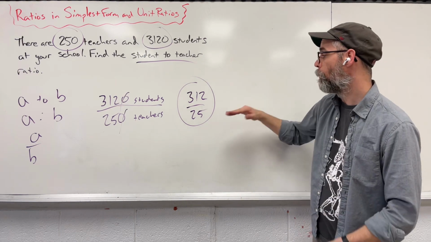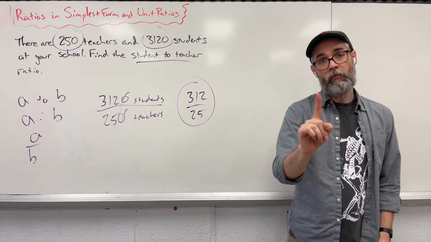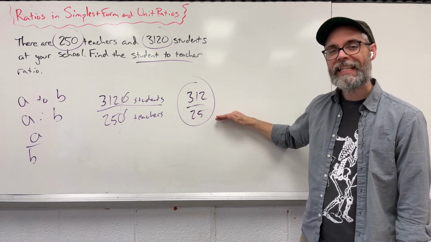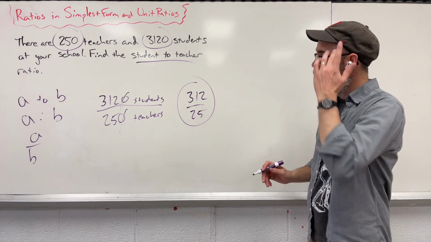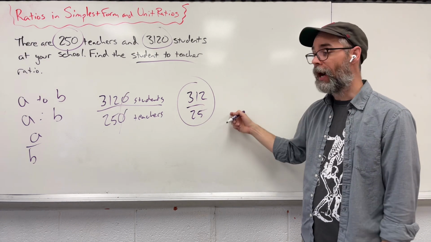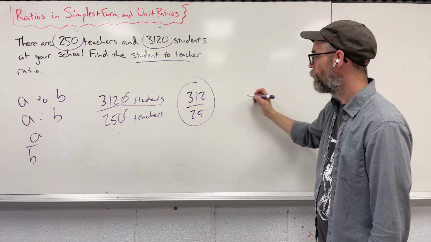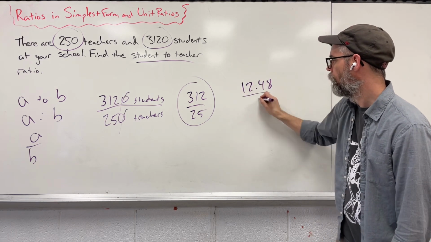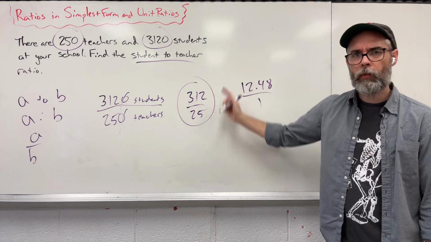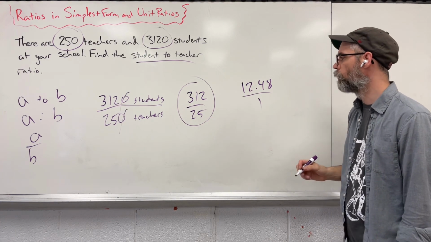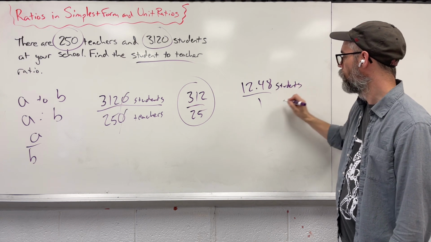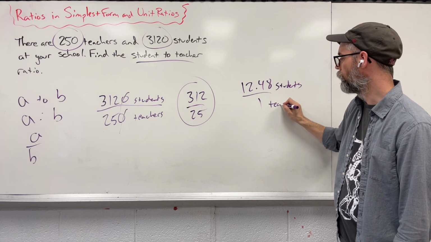Sometimes we want to figure out what our unit ratio is. Unit ratio is when our bottom quantity is a value of 1. And in this case, I want to find how many students we get for every one teacher. So how do you get that? We just have to divide these two numbers, and we end up getting 12.48 over 1. So calculator, punch those two things in. You get 12.48 over 1, and that is students per one teacher.